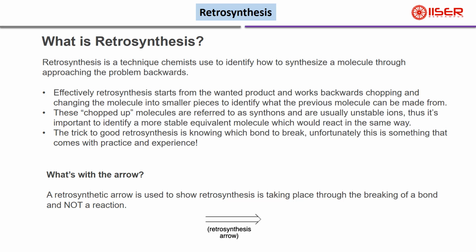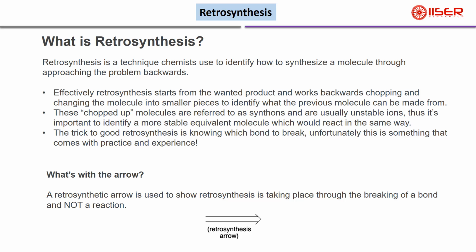Retrosynthesis is a technique chemists use to identify how to synthesize a molecule by approaching the problem backward. If you are given a large molecule, now you have to plan how to prepare this large molecule from simple reagents we usually have in our laboratory. So for that we will plan a backward pathway, like from where we can synthesize this large molecule.